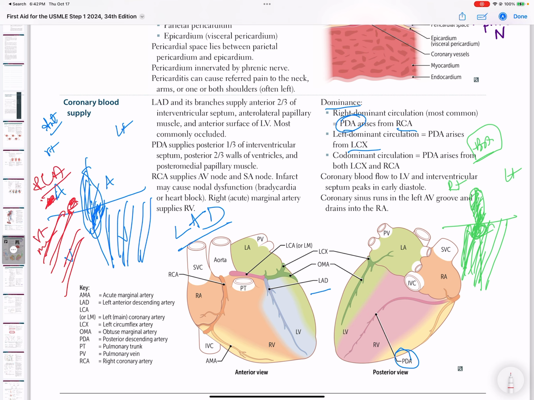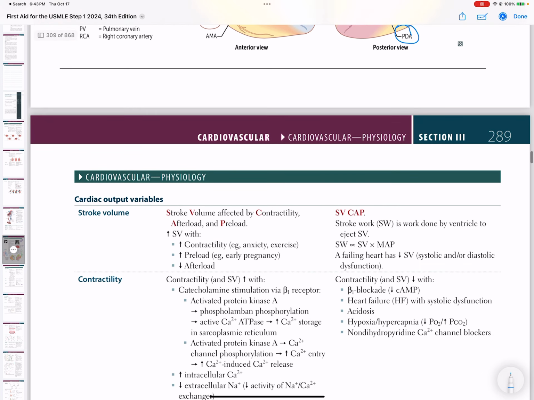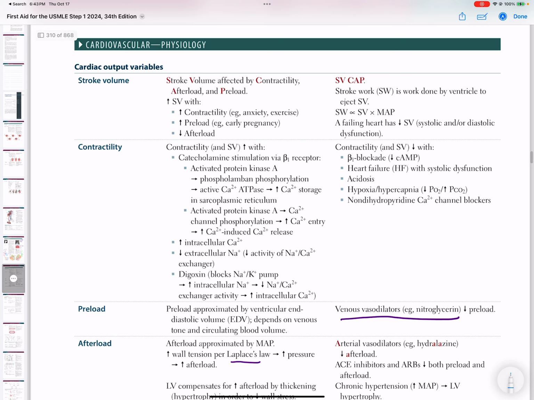Okay, now we can have the PDA from this, and we can also have it from the left circumflex, but it depends on that. And then the codominant situation, you have PDA arising from both left circumflex and right coronary artery. So coronary blood flow to the left ventricle and interventricular septum peaks in the early diastole, and then coronary sinus runs in the left atrioventricular groove and it drains into the right atrium. Okay, and that's the anatomy. Let's move on to physiology.